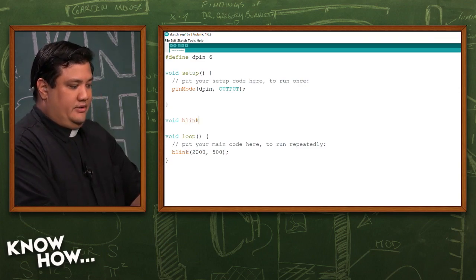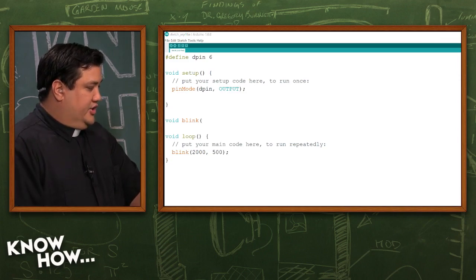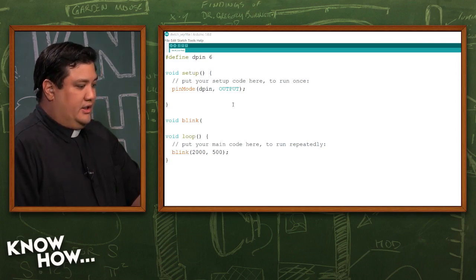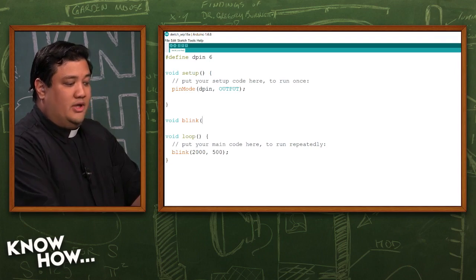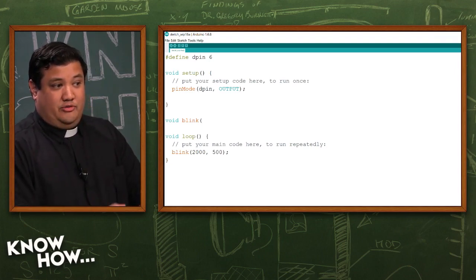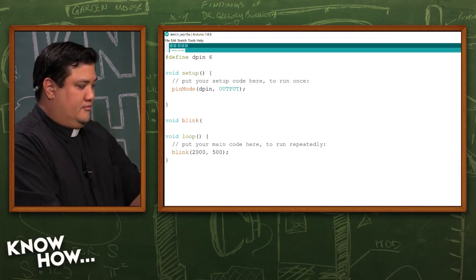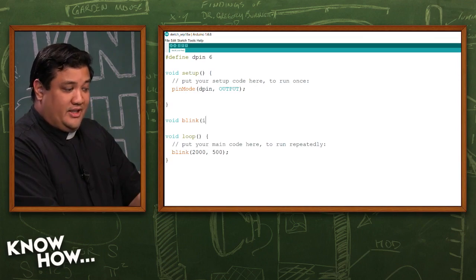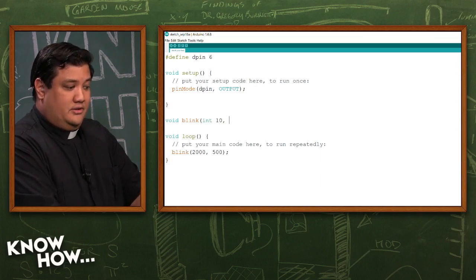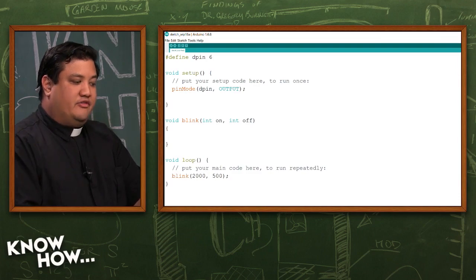Void blink, notice how it's changed, and now it knows that I'm creating a function. And I'm going to say, I want this to be a function that has two variables that I'm going to pass, because if you look at blink, I passed two. I put 2,000 and 500, right? Right. And I'm guessing that's the wait times. Maybe, I don't know. So I'm going to put int on, and int off.